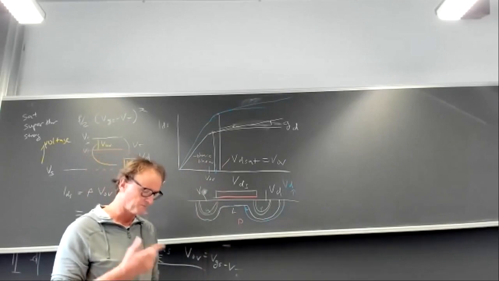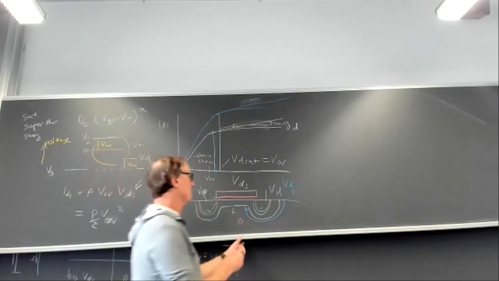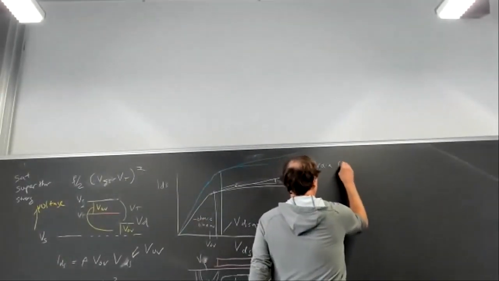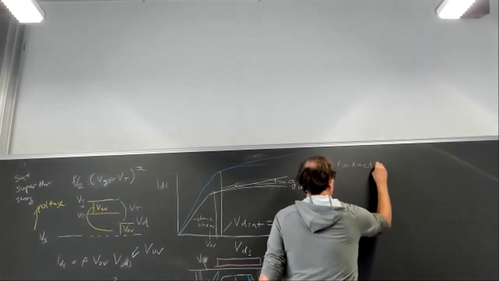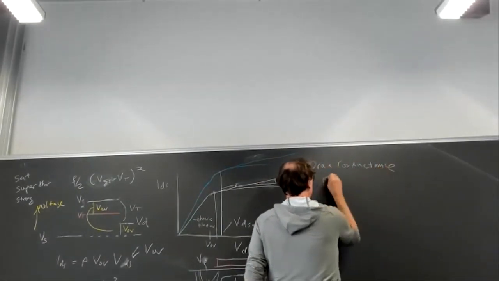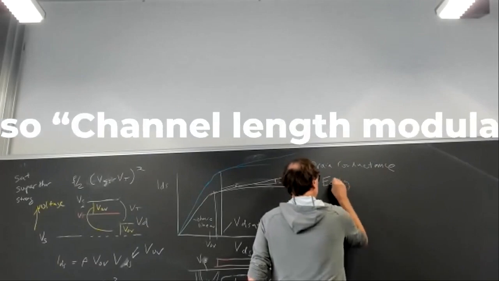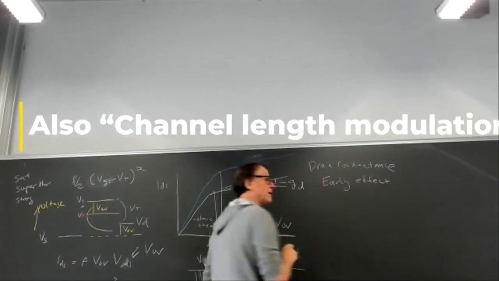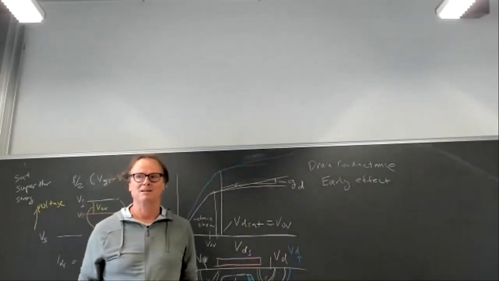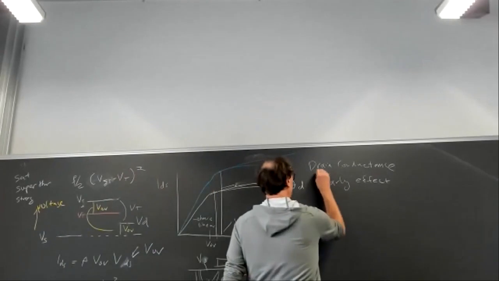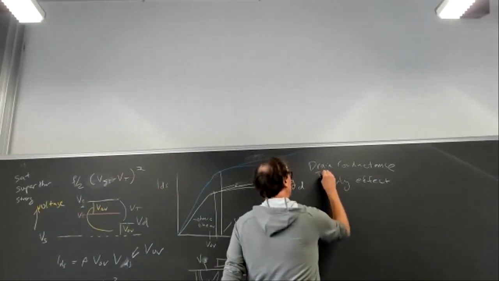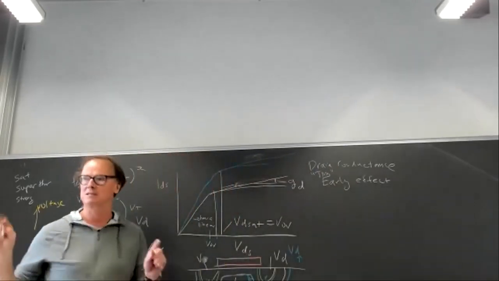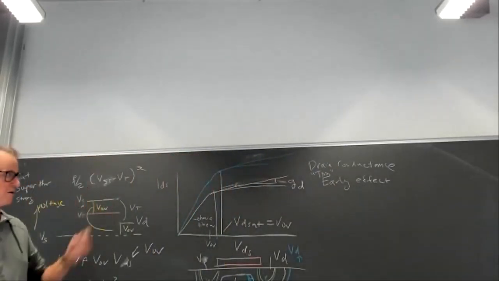This is called drain conductance. I'll write it. And it's also called the Early effect. It's not early because it's like early in the day or something. There was a guy named Jim Early who observed this in bipolar transistors. His family name was actually Early. That's why it's called the Early effect.